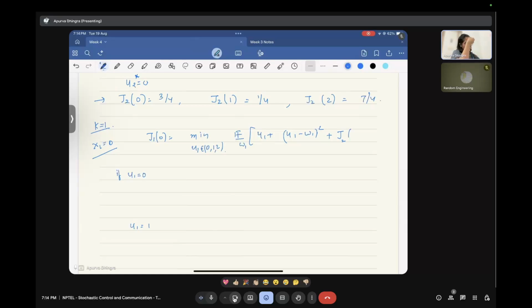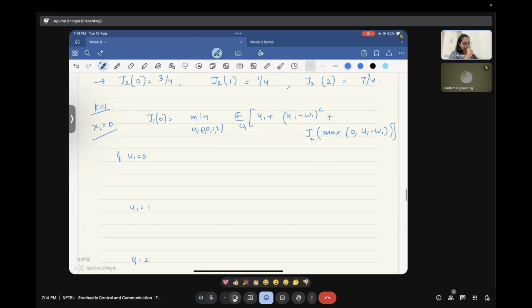So it's going to be j2 of, now it's the max part also that is important. We didn't have to worry about it in the previous case because all of them were just 0. Here it is max between 0 and, x is taken to be 0, so this is w1 minus this. One way to handle this is to calculate this taking exact values of u1.